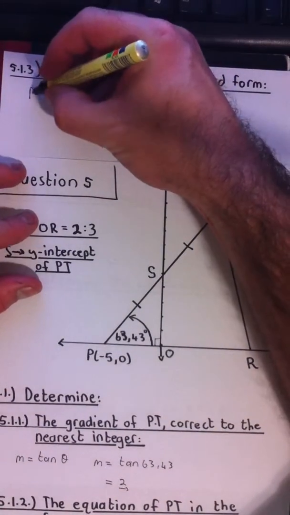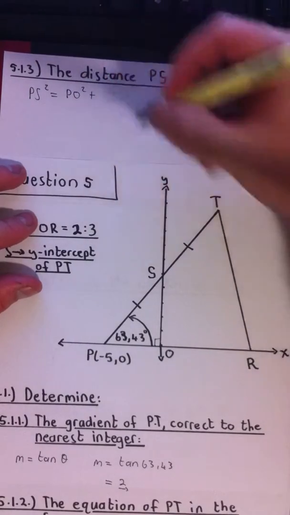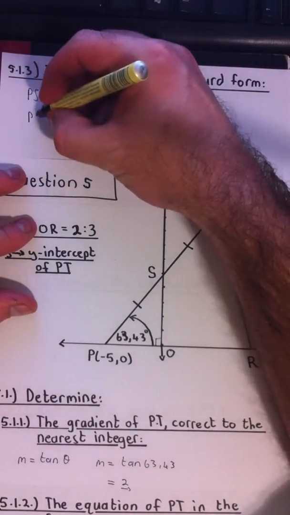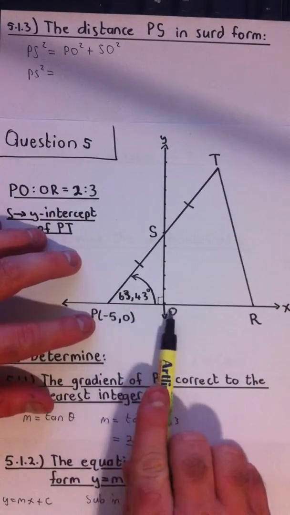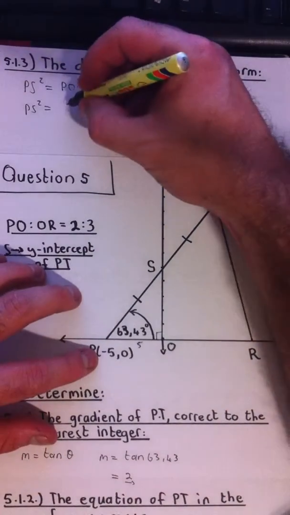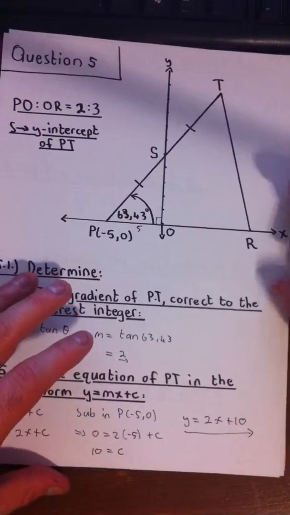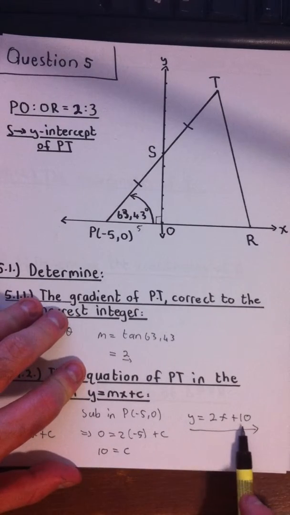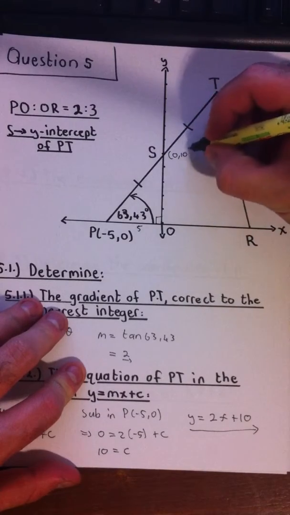So we'll say that PS squared is equal to PO squared plus SO squared. PS squared equals, what is PO? The distance here, well, that's the origin. This is -5, so this distance is 5. So that's 5 squared plus. Now what are the coordinates of S? Well, we know that S is the y-intercept of PT, and we calculated the equation of PT to be 2x plus 10. Therefore, the coordinates of S are 0 and 10.